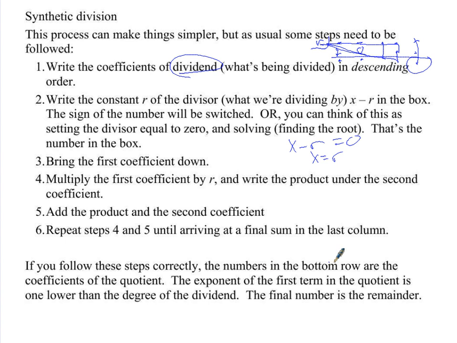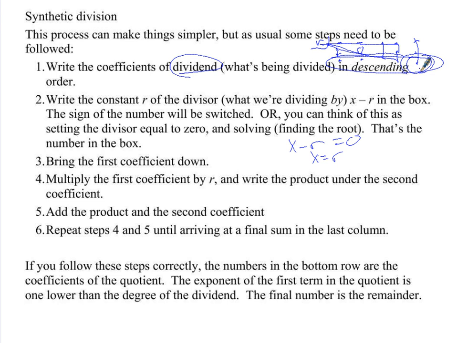If you follow the steps correctly, then the numbers in the bottom row, these numbers that we're going to get right here, are the coefficients of your answer, the coefficients of the quotient. The exponent of the first term in the quotient is one lower than what you started with. So if I start with a 4th degree polynomial, my answer here will wind up with a 3rd degree polynomial. And the final number is the remainder. This number sitting right here would be your remainder.